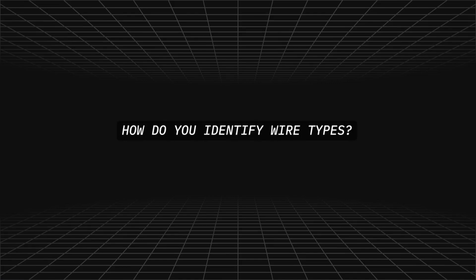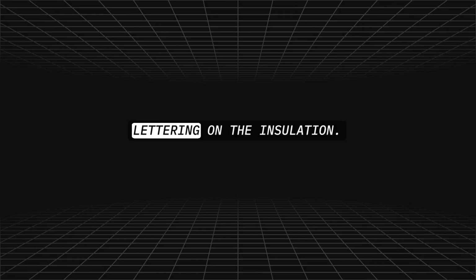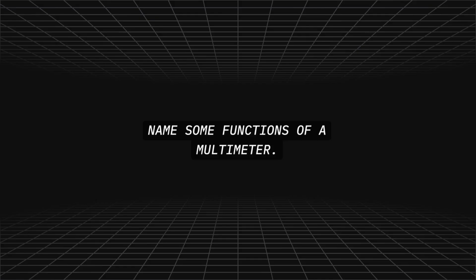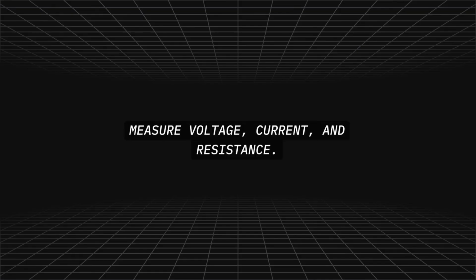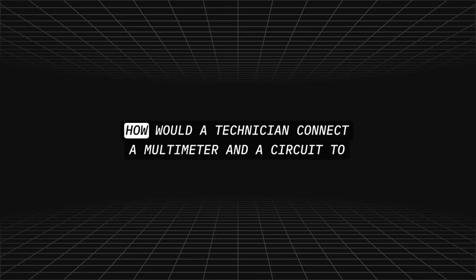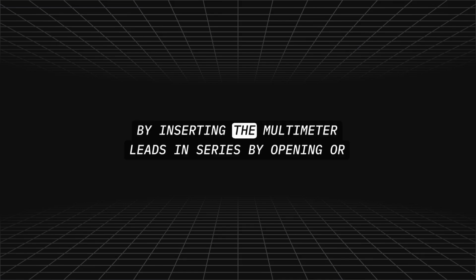Four. How do you identify wire types? Lettering on the insulation. Name some functions of a multimeter. Measure voltage, current, and resistance. How would a technician connect a multimeter in a circuit to read its current? By inserting the multimeter leads in series by opening or breaking the circuit.